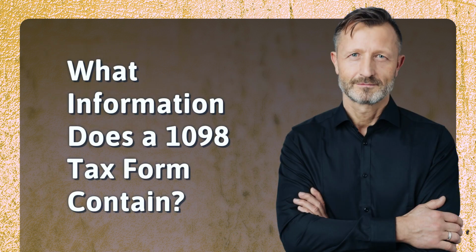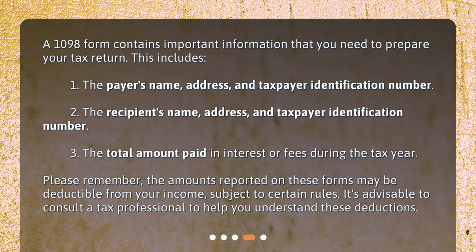What information does a 1098 tax form contain? A 1098 form contains important information that you need to prepare your tax return. This includes: 1. The payer's name, address, and taxpayer identification number. 2. The recipient's name, address, and taxpayer identification number. 3. The total amount paid in interest or fees during the tax year.